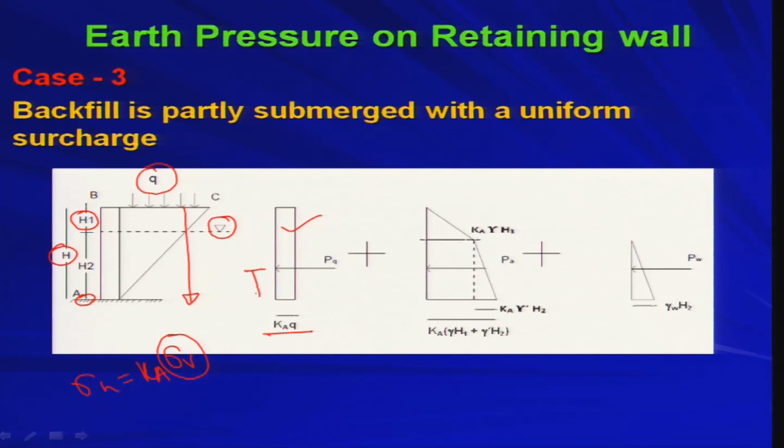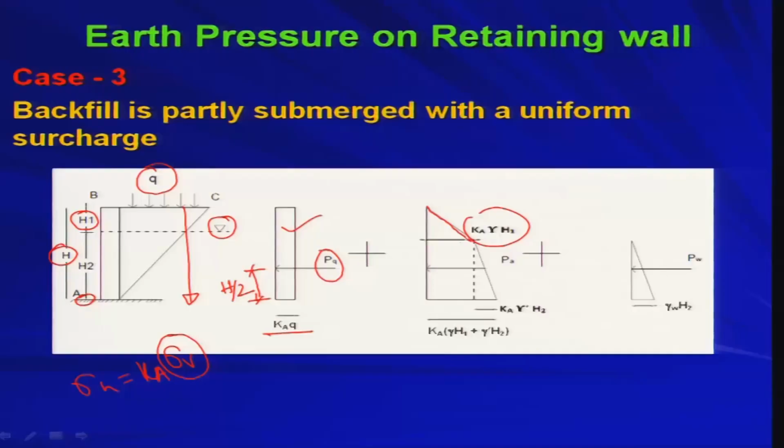And the total thrust PQ will be acting at the midpoint. So, this is nothing but your H by 2, at the midpoint of the wall. Okay. Now, coming to the actual soil earth pressure. From 0 to H1, you have the dry soil. So, at 0 you will have active earth pressure equal to 0, at H1 you will have active earth pressure equal to Ka into gamma into H1. So, this is the distribution.